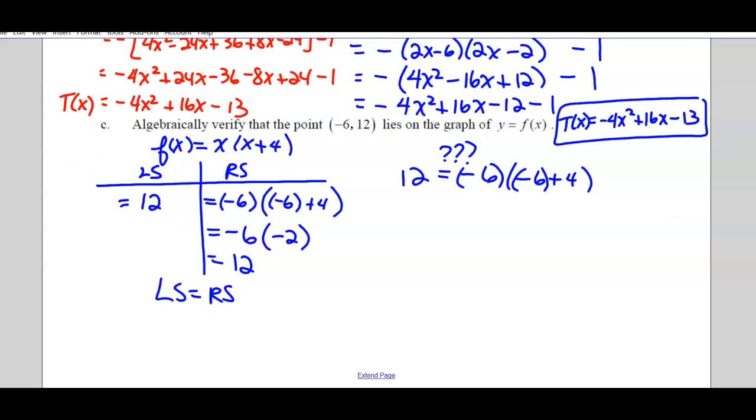Okay, so then D, it says determine the image point of negative 6, 12, the image of that point. Because that's the only original. So we have to go through, I'm just going to put this on 2 pages here, it's just that.